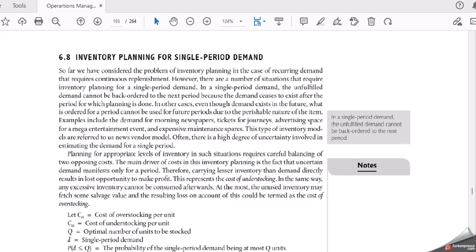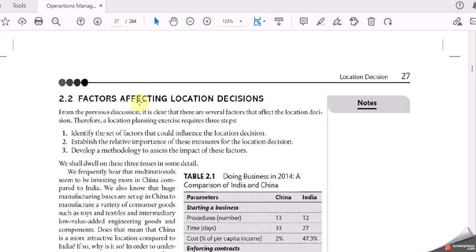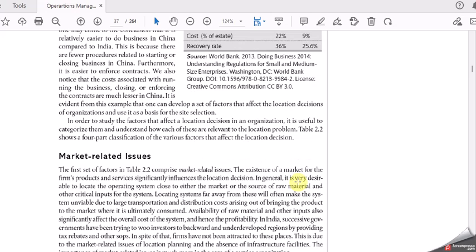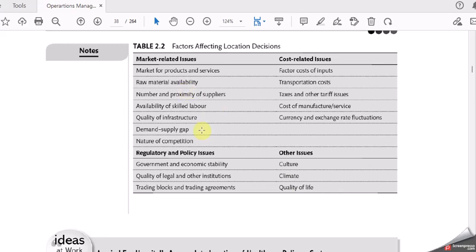So going to page number 37. Factors affecting location decision: why you have to look at the location before you start a business. These are some starting parameters and how you compare. These are the factors affecting your location decision: market related issues, regulatory and policies, other issues, and cost related issues.